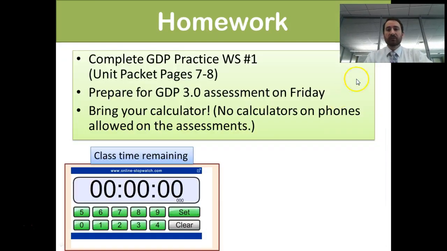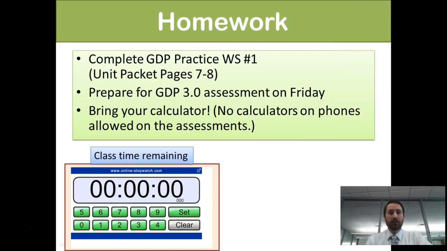All right, practice with these concepts for your homework on unit packet pages 7 to 8, GDP practice worksheet number 1. Remember, we'll have our 3.0 assessment on Friday. Definitely know how to do these calculations and know your definitions and the components of GDP. Bring your calculator at that time. No phones will be allowed for the assessment. Bring your questions tomorrow when we meet together in class. Good luck.